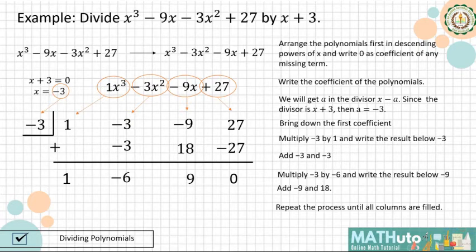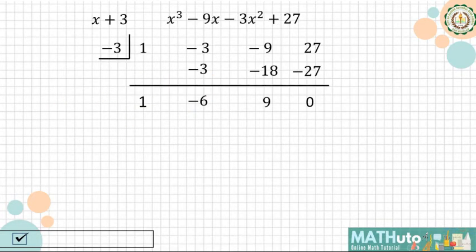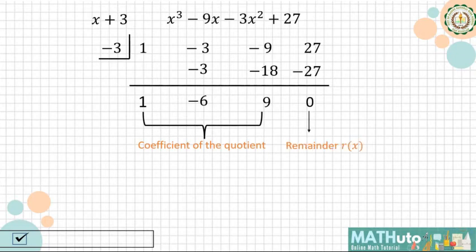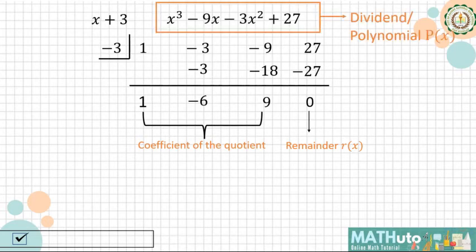This will now be our coefficients for the quotient. So with this, we have 1, negative 6, and 9 as the coefficients of our quotient. And 0 will be the remainder, or r of x. Again, our x cubed minus 9x minus 3x squared plus 27 will be the dividend, or the polynomial p of x. And x plus 3 is the divisor, or d of x.